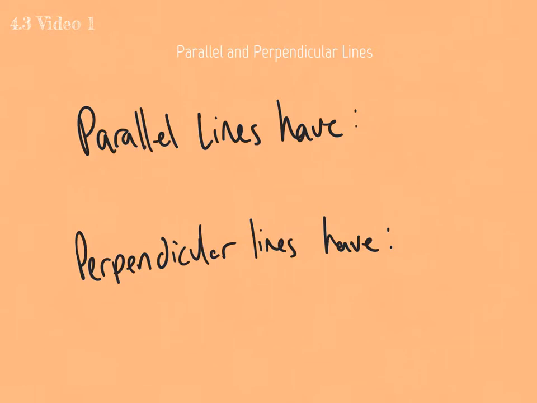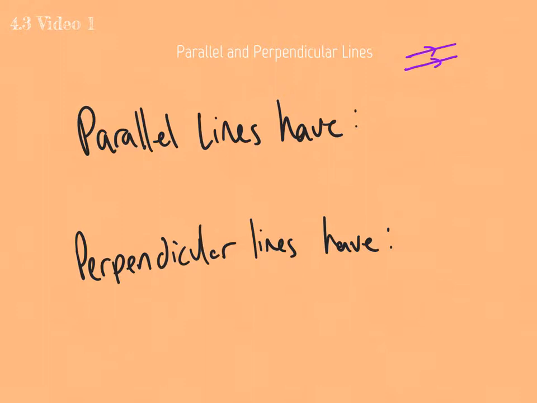Hi everybody. So in our 4.3 video, we're going to talk about parallel and perpendicular lines. Hopefully those are words you've heard before. So parallel is like train tracks, right? Parallel are two lines that are never going to intersect. So they're kind of running along the same path.